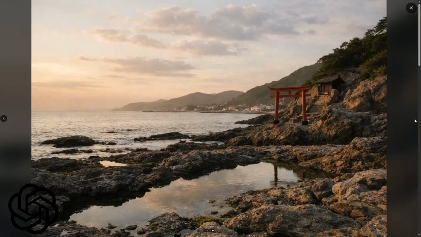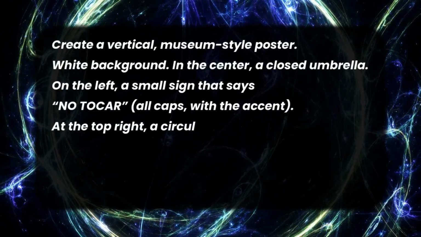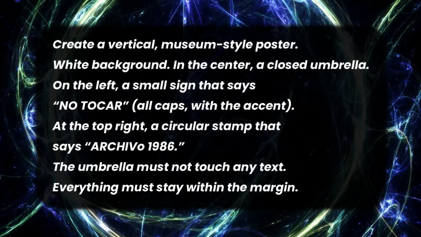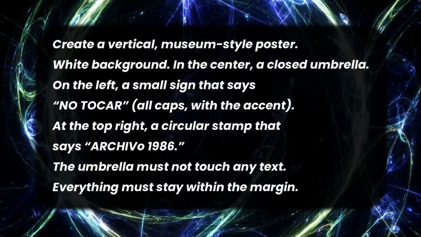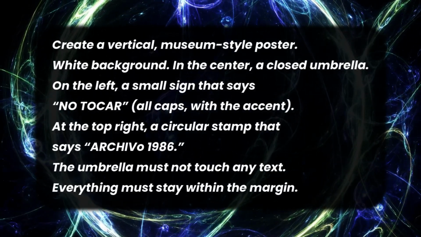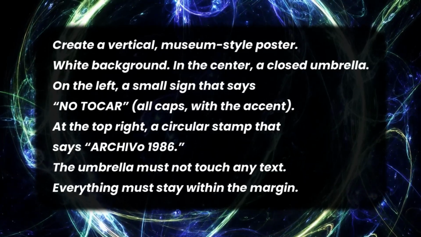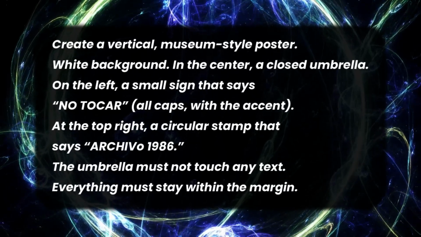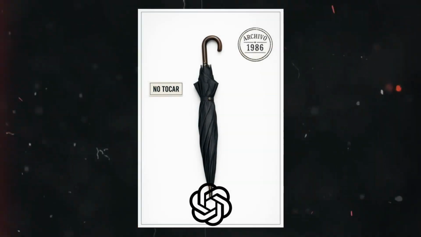And this is where many models cheat. They give you something pretty, but not what you asked for. I use tests with weird constraints because that's how you see if the model truly listens or just interprets. The first prompt will be: create a vertical museum-style poster with a white background, a closed umbrella in the center, a small sign on the left saying "Do not touch" with an accent and all caps, a circular stamp in the top right saying "Archive 1986 by," and then the umbrella can't touch any text. Everything must stay within margins.